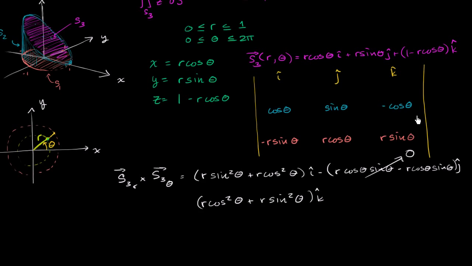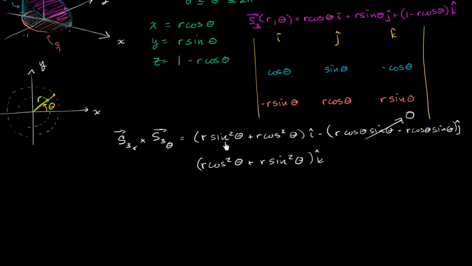And so this simplifies quite nicely because this is going to be equal to this term up here. You can factor out an r. This is r times sine squared theta plus cosine squared theta, which is just, that part simplifies to 1. So that's just r times i. So this is equal to r times i.